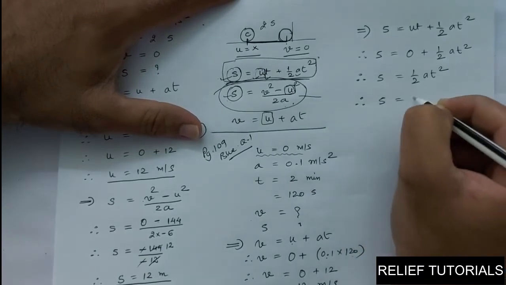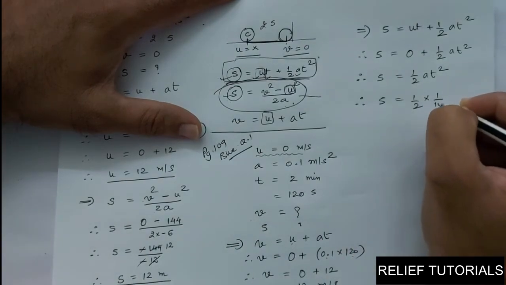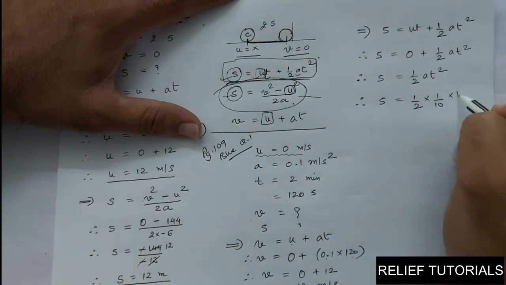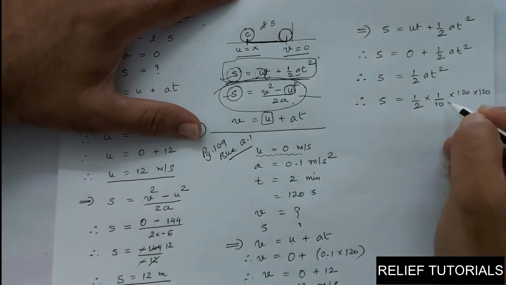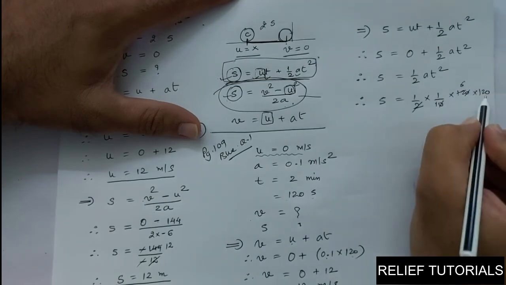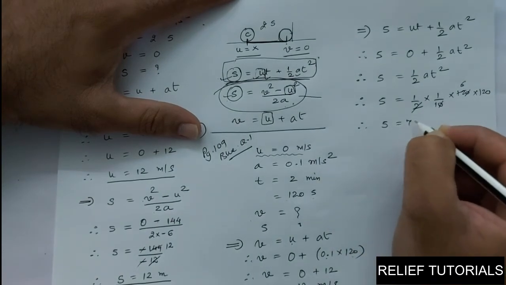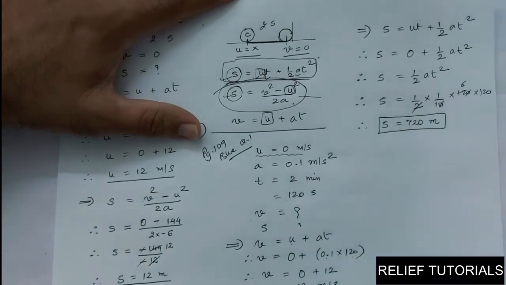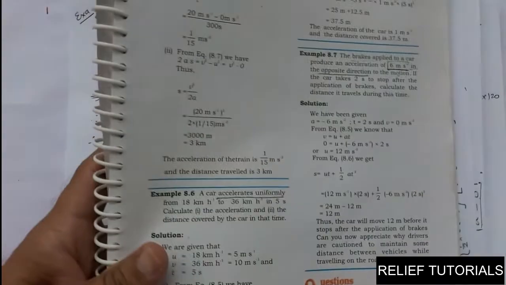Put the value. s is equal to half into a is 0.1, 1 by 10 you can say, into t square is 120, so it should be 120 into 120. So 0 cancelled, and 2 6s are 12, 6 12s are 72, and the 0 means 720. So s is equal to 720 meter. The distance traveled by the bus is 720 meters.